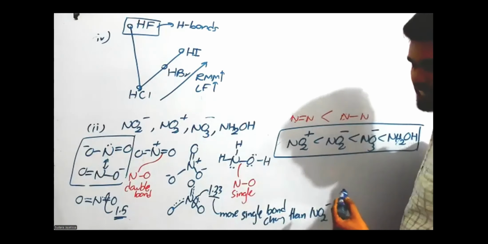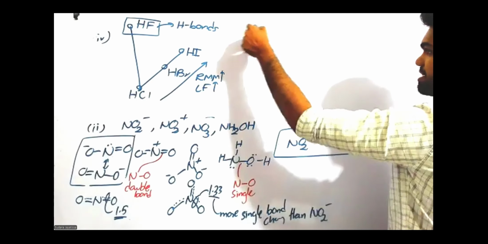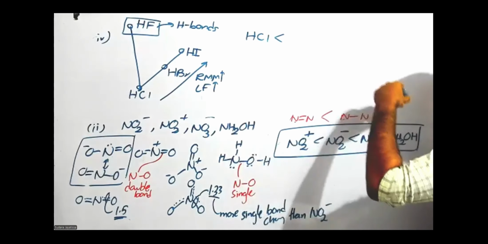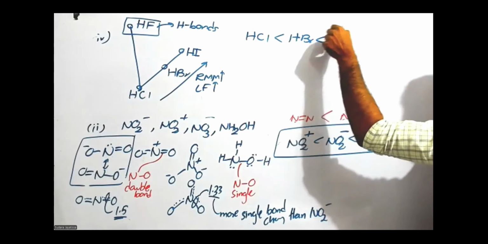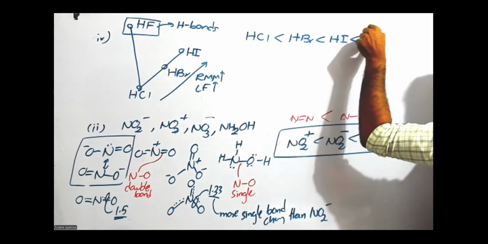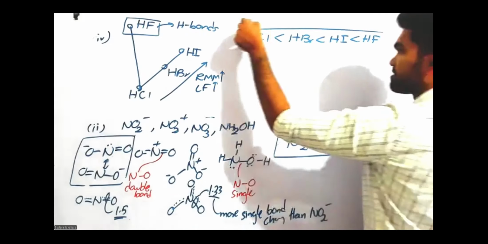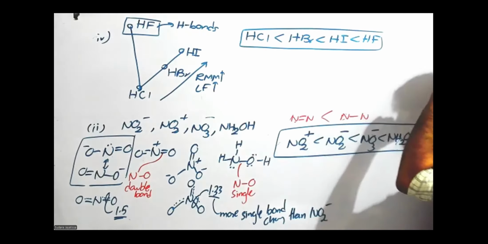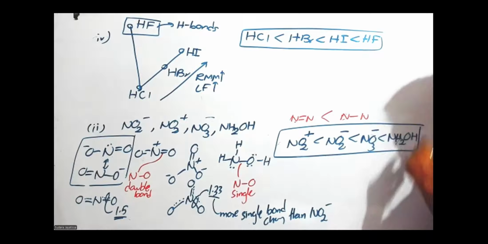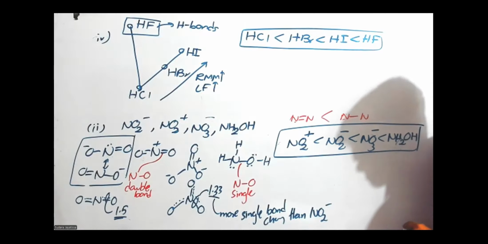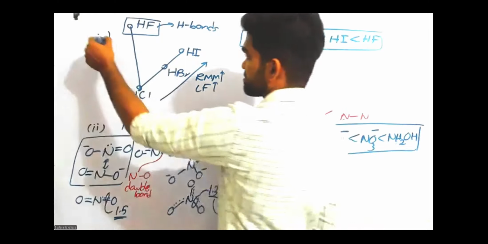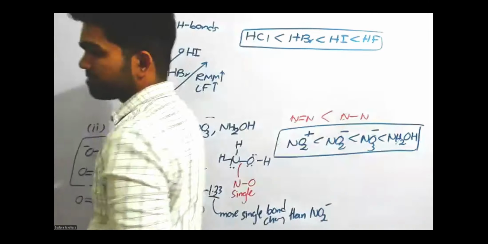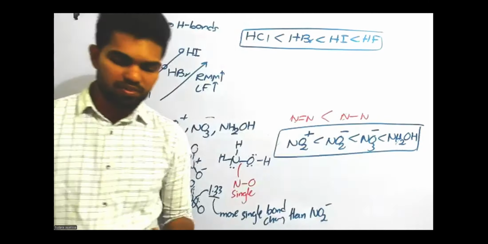If they ask for the ascending order, the lowest value is HCl. Only a few of you got this correct. Then it is HBr, then HI. The highest boiling point will therefore be HF. That is the answer for the third one. Just remember that one, okay?